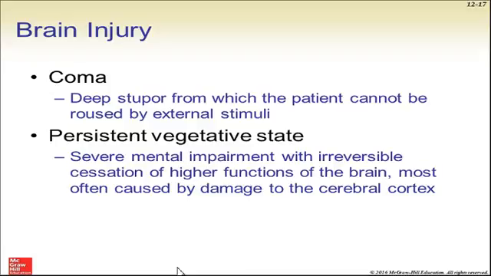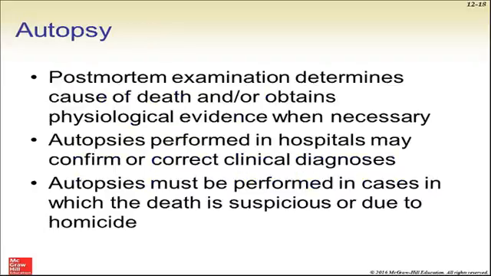When we're talking about death, oftentimes people will have an autopsy done. So it's a postmortem or after death examination that helps determine the cause of death and or obtains physiologic evidence when necessary. So sometimes we know how they died, but we need to get more evidence as to the specifics, or sometimes we don't know how someone died and we need to find out. Autopsies are performed in hospitals and may confirm or correct clinical diagnoses.